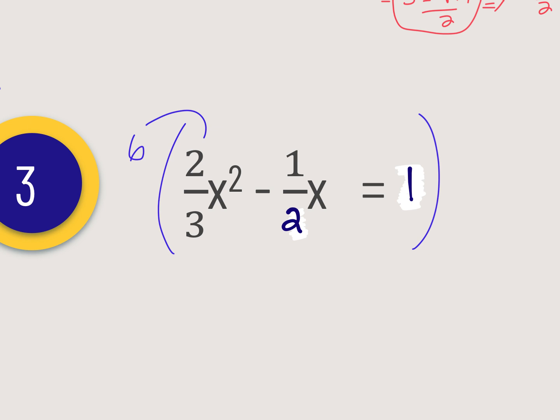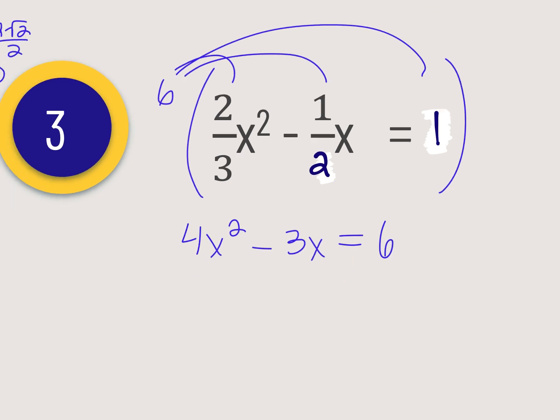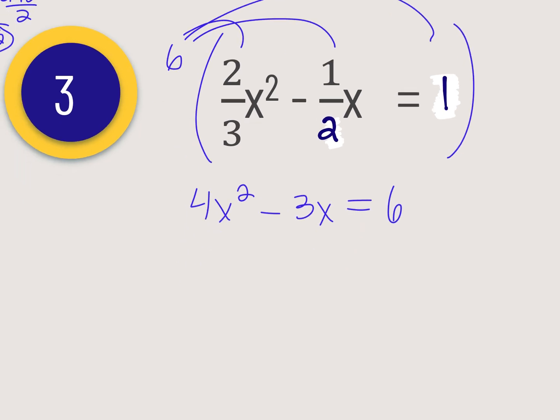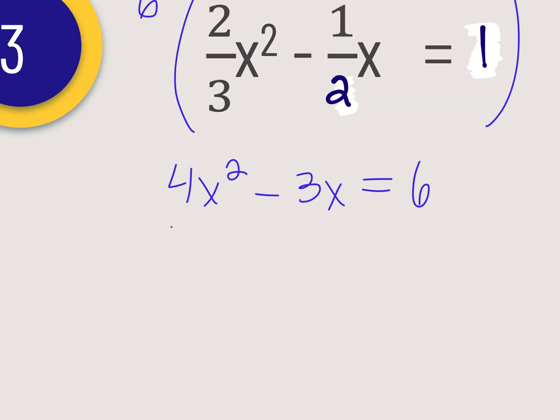12 divided by 3 is, okay, so 4x squared. Then I have 6 times 1 is 6, divided by 2 is, so minus 3x equals 6 times 1 is 6. All right, what's my next step I have to do before I put anything in the quadratic formula? Bring the c term over. So 4x squared minus 3x minus 6 equals 0.